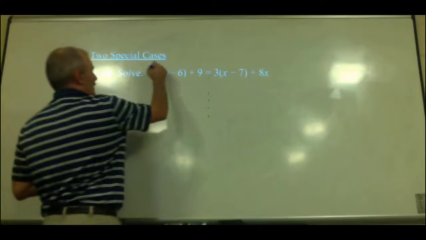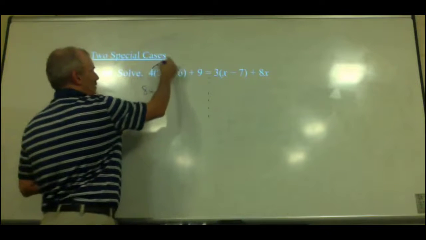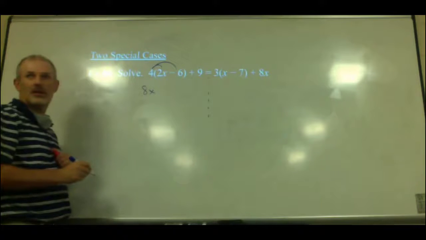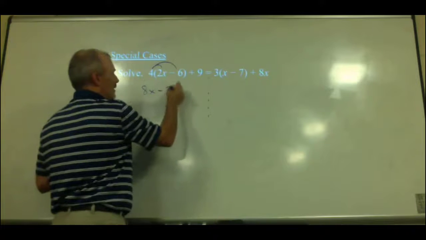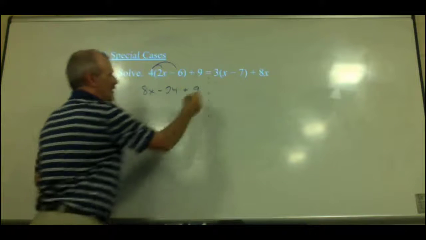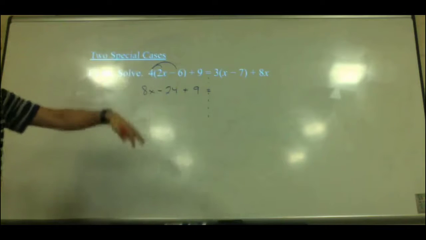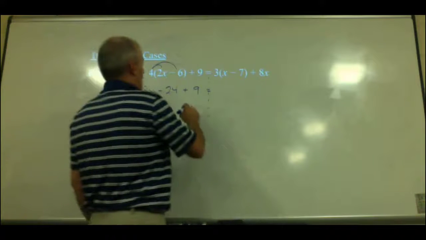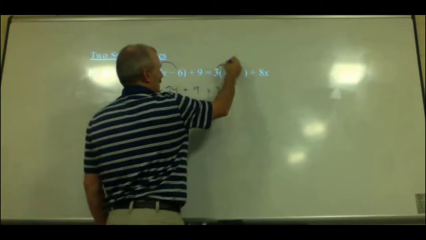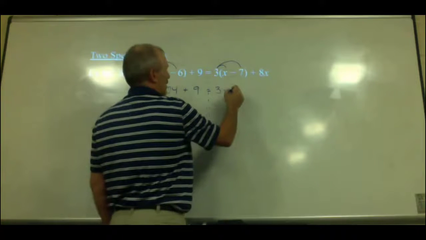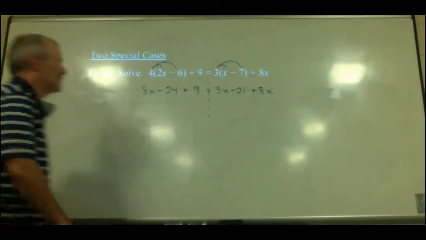So what do we get right here? 8x. And what do we get right here? Negative 24. And then we still have the plus 9, right? And then our equal sign. And then we've got some simplifying on the right-hand side also. What are we going to do there? Distribute the 3. So that gives us 3x. And then what do we get here? Negative 21. Okay. And then plus 8x.